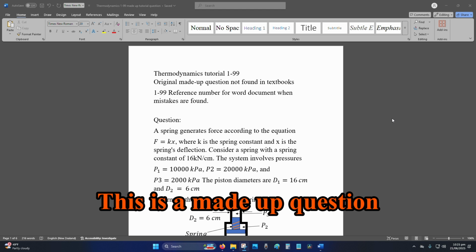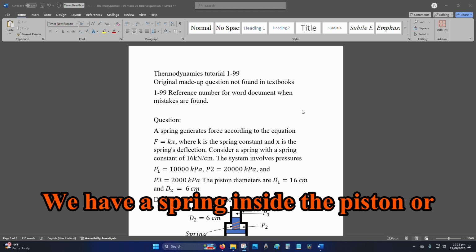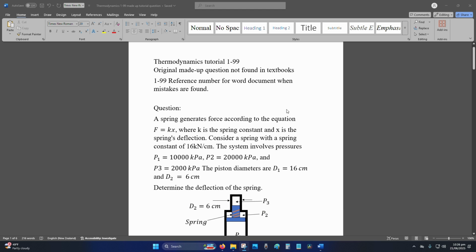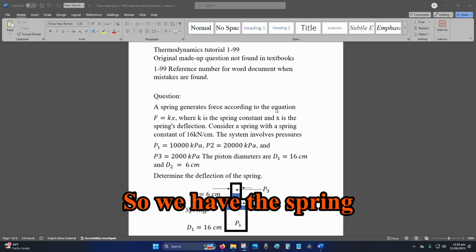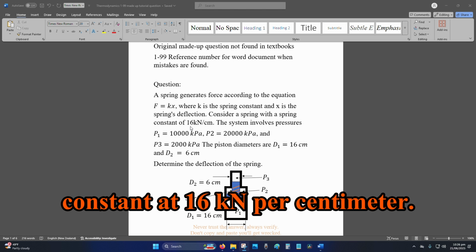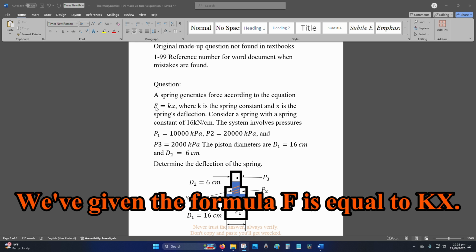This is a made-up question not found in your textbooks. We have a piston cylinder device. We have a spring inside the piston, wrapped around the connecting rod with the piston. So we have the spring constant at 16 kilonewton per centimeter. We're given the formula F is equal to Kx.